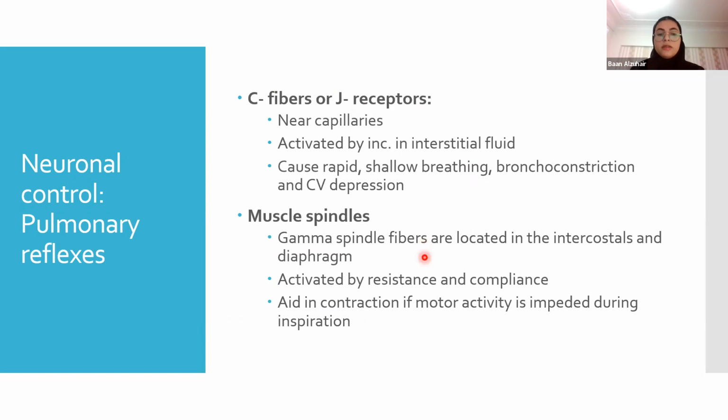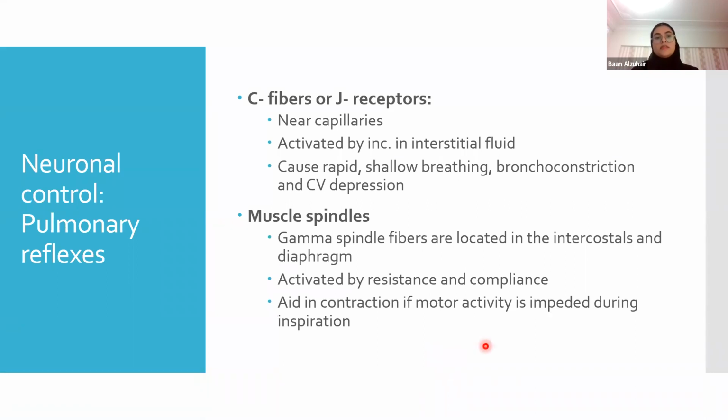So the muscle spindles are gamma spindle fibers that are found within the muscles. Which muscles? The intercostals and the diaphragm, okay? They're activated by resistance and compliance, and they aid in contraction if the motor activity is impeded during inspiration, okay? So they aid you to breathe in, basically.